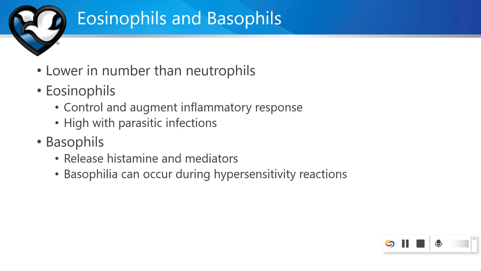Eosinophils and basophils are involved in the inflammatory response, most commonly during a late phase type 1 allergic response in asthma. Eosinophils can also be high with parasitic infections and with malignancies or drugs. Basophils are involved in the inflammatory response and release histamine and other mediators, and basophilia can occur during immediate hypersensitivity reactions such as food allergies or hives.